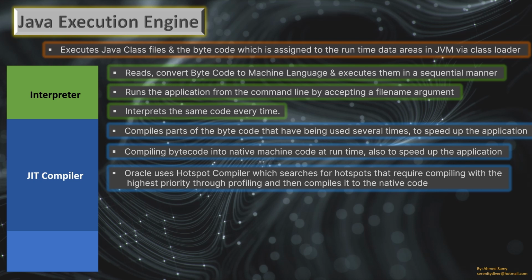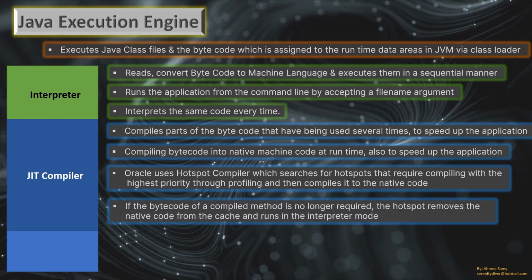Oracle has something called the HotSpot compiler, which searches for hotspots that require compiling with the highest priority through profiling, and then compiles them into native code to avoid repeatedly interpreting the same code. If the bytecode of a compiled method is no longer required, HotSpot removes the native code from the cache, then runs it in interpreter mode. That will be more efficient in some cases.